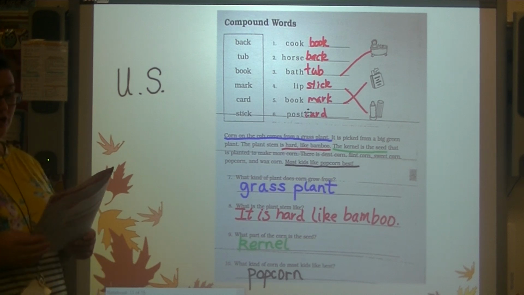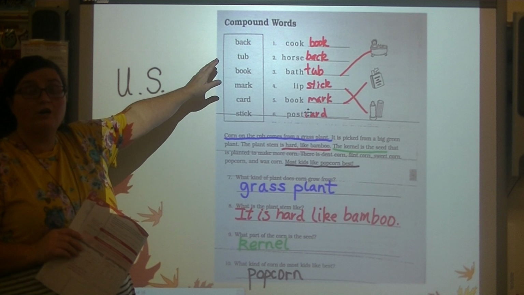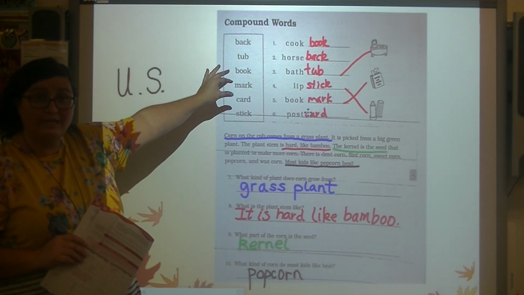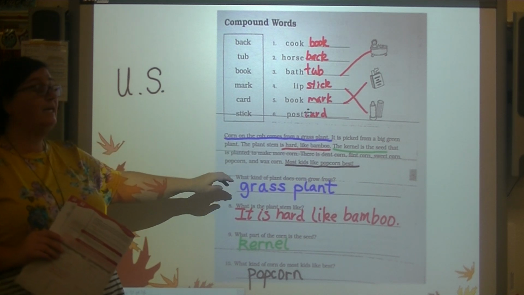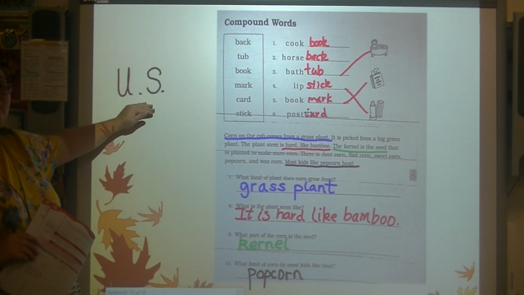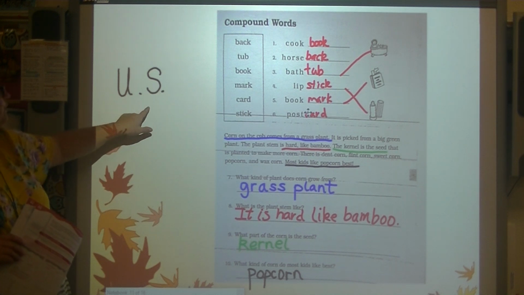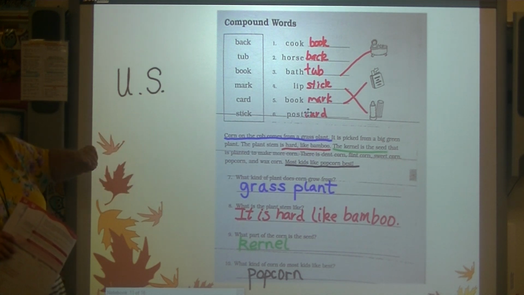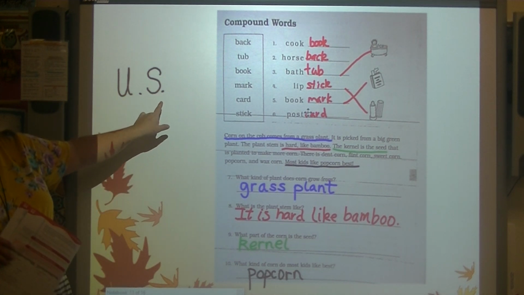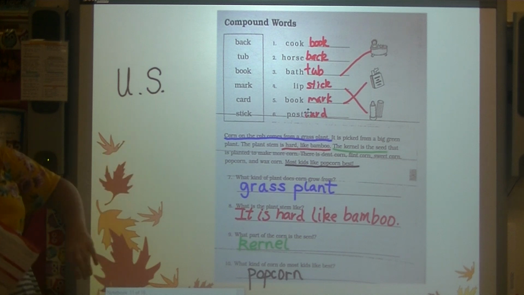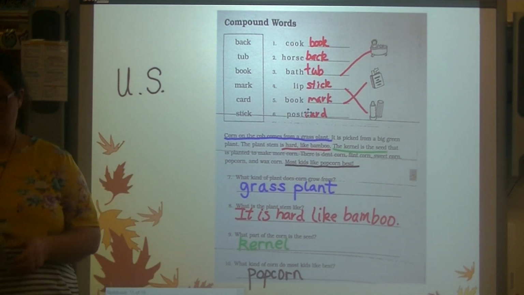On the back, you are going to have another set of compound words where you're going to make them just like we did at the top today. And then you're going to read about corn again. Or you're going to have this abbreviation. We went over it earlier, but let's go over it again. US stands for what? United States. And remember that it is the country that we live in, okay?